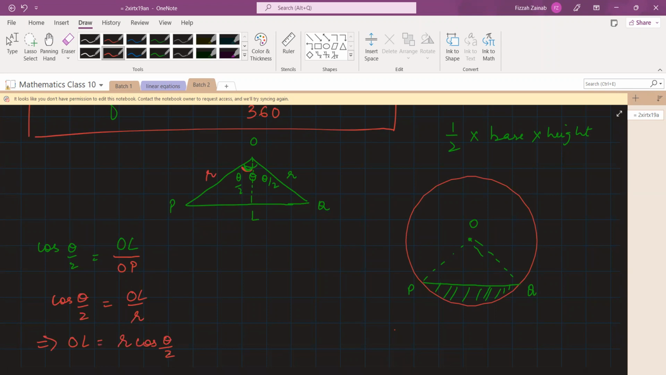So at least height of the triangle I have got, which is OL. Base means I need PQ. So at least half I find PL and then I'll multiply by 2. Now for base, I can find sine theta by 2. Sine will be perpendicular by hypotenuse. So if I'm taking this theta, PL is the perpendicular and hypotenuse is OP. So sine theta by 2 is PL divided by OP, which is R. So PL is equal to R into sine theta by 2.